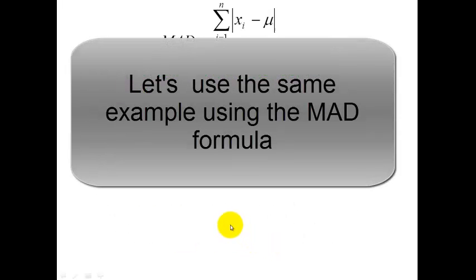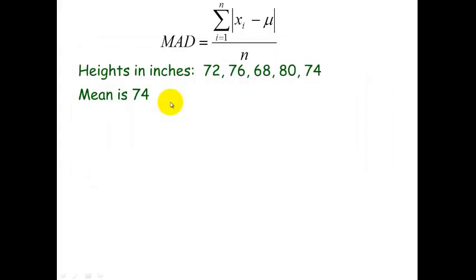Alright, I have here 5 different heights. Again, we find the mean, 72 plus 76 plus 68 plus 80 plus 74 divided by 5. The result is 74. Next, if we are going to use this formula, we are going to replace our i by 1. So we'll get x of 1 minus the mean. So our x of 1 is 72.